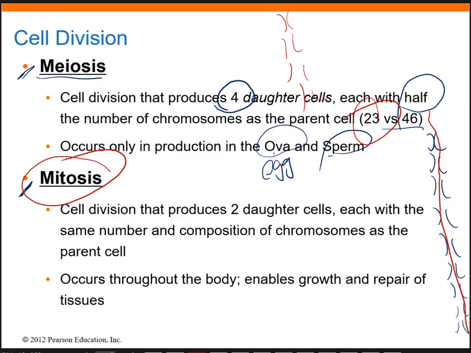Mitosis is the normal cell division that occurs throughout the body. This is how our body grows. This is how we repair our tissues. This mitosis is happening all the time, all over your body.